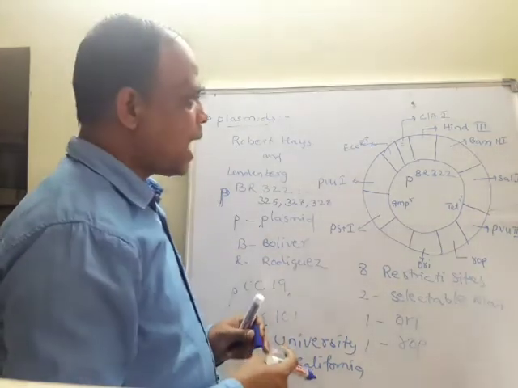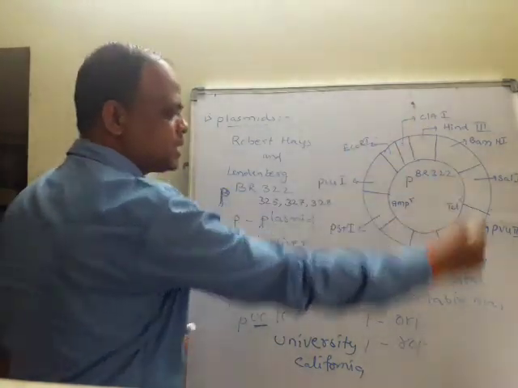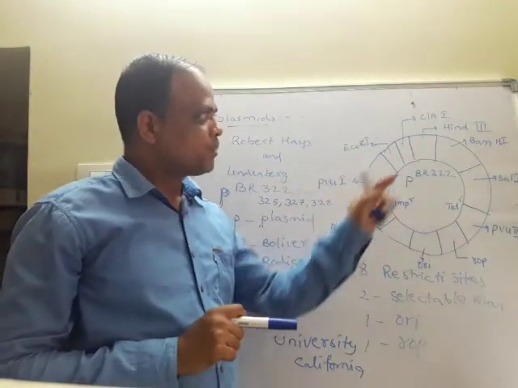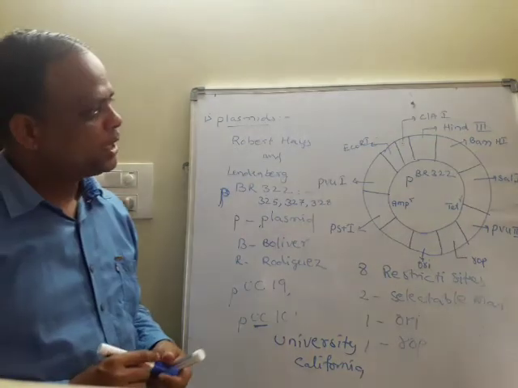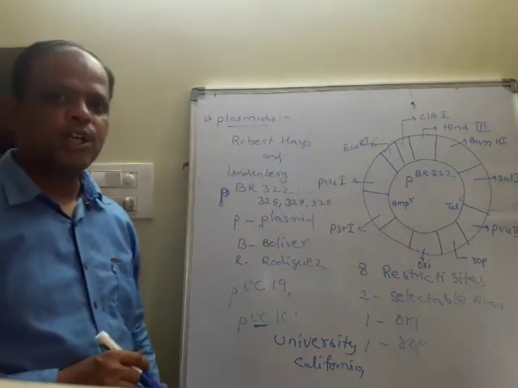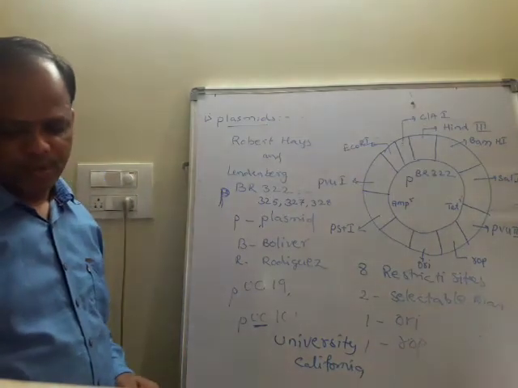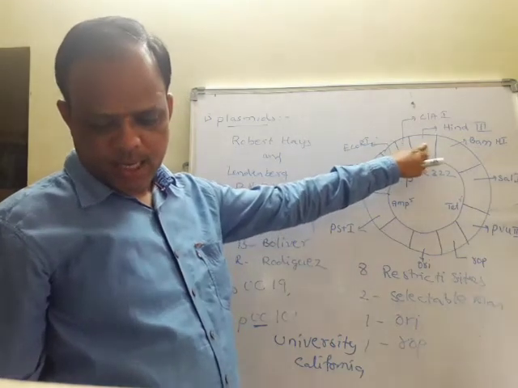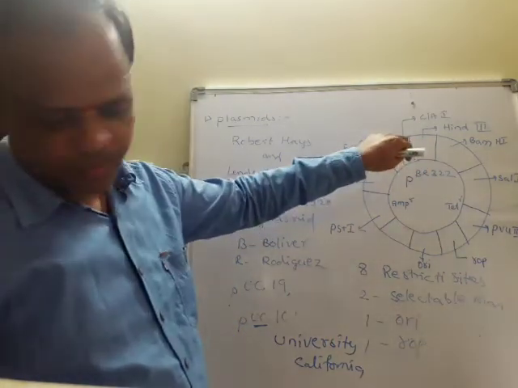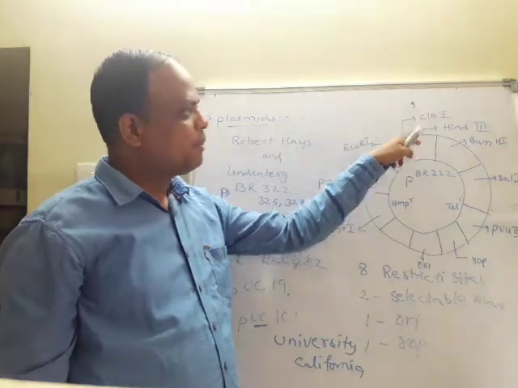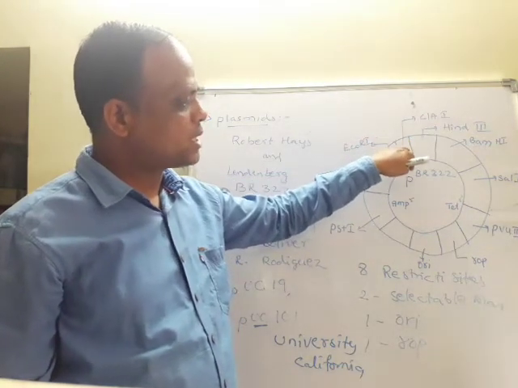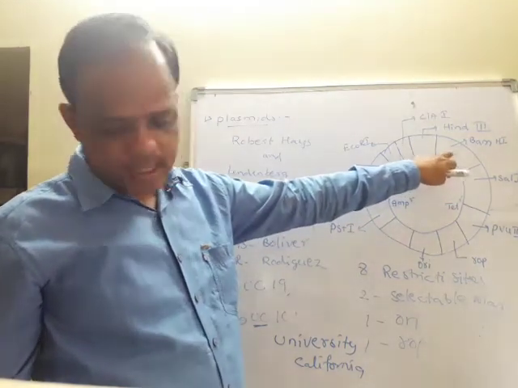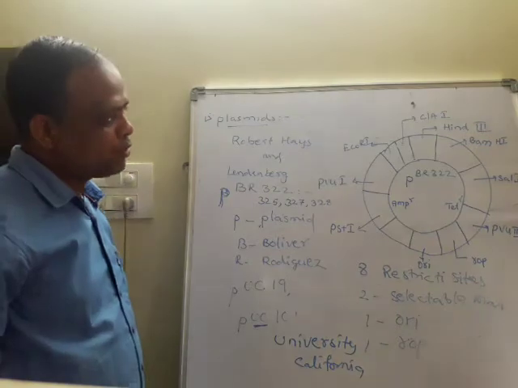And here all the restriction sites were isolated from different types of bacteria. For example, HindIII is isolated from Haemophilus influenzae. This is the bacterium. And ClaI from Caryophanon latum. This is the bacterium from which we isolated this recognition site. And BamHI is from Bacillus amyloliquefaciens.